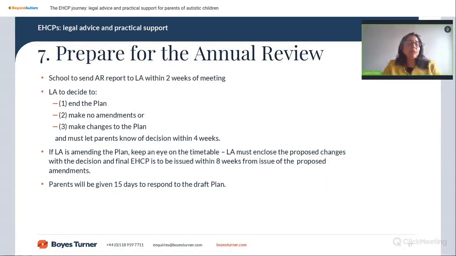So this is what happens after the annual review: the school must send the annual review meeting notes to the local authority within 2 weeks, and then the local authority has to make a decision as to what they are going to do, and they have to let the parents know within 4 weeks. If the local authority is amending the plan, they have to have issued the amendments together with the decision, and they have another 8 weeks to then issue a final plan, and parents will be given 15 days to respond to a draft plan.